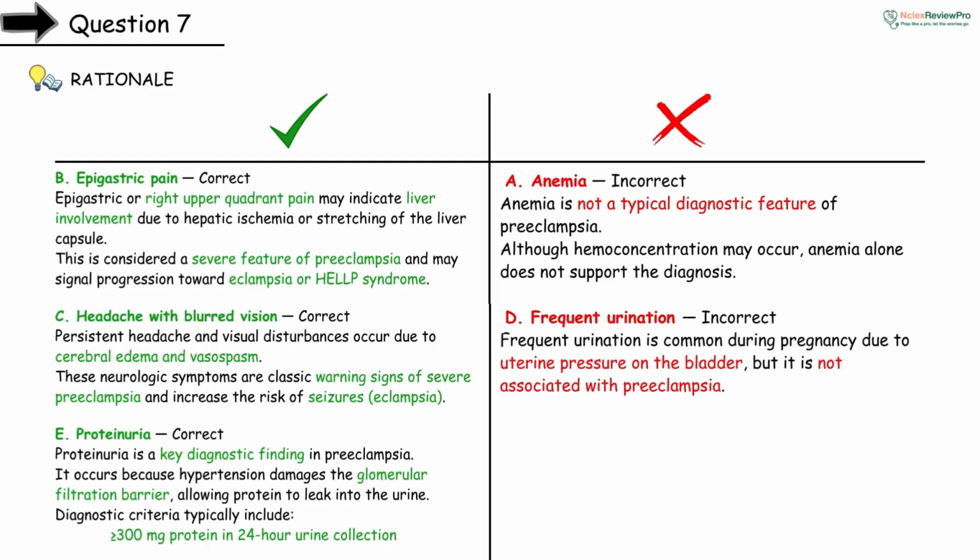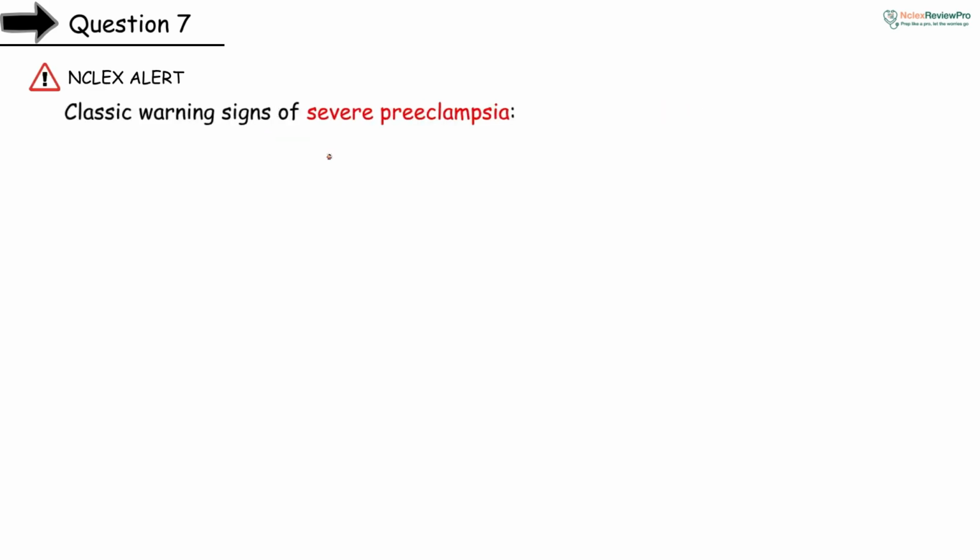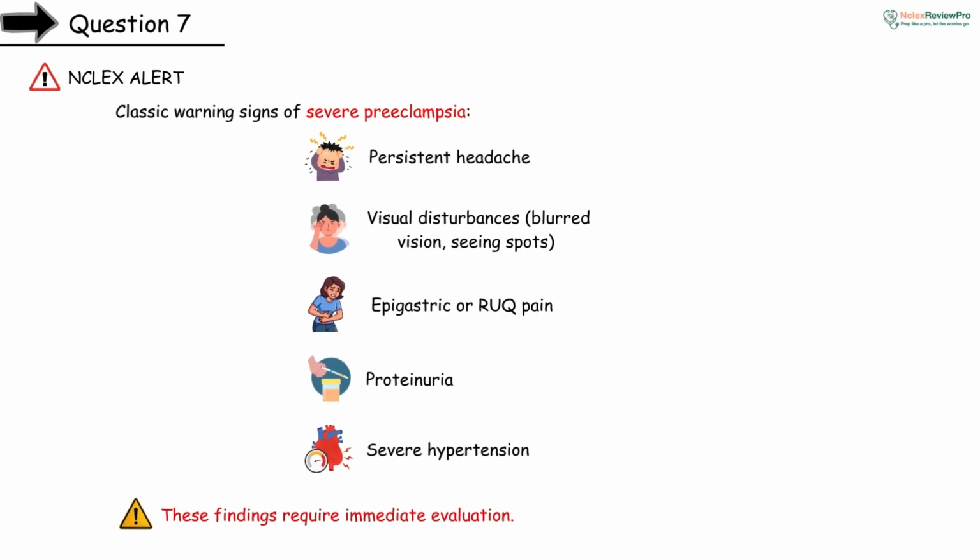Now let's see why the other options are not correct. Option A, anemia. Anemia is not a typical diagnostic feature of preeclampsia. You may see hemoconcentration, but anemia itself does not point toward this condition. Option D, frequent urination. This is very common in pregnancy due to uterine pressure on the bladder. It is not related to preeclampsia. Here's your NCLEX alert. You need to recognize the classic warning signs of severe preeclampsia: persistent headache, visual disturbances, epigastric or right upper quadrant pain, proteinuria, and severe hypertension.